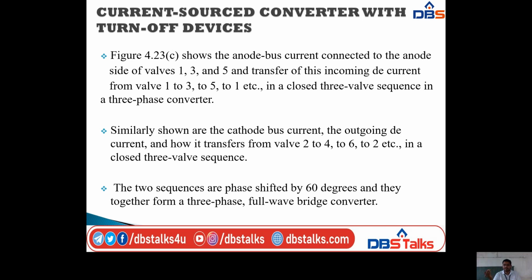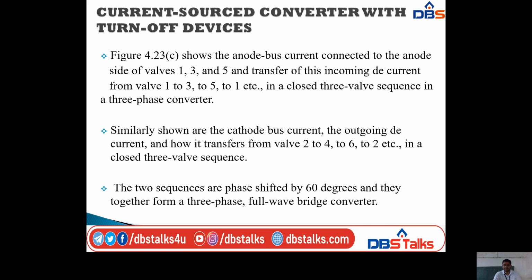So the odd numbers are 1, 3, 5. And next we are using the cathode bus current, that is the outgoing DC current, and how it transfers from valve 2 to 4 and 6 and to 2, etc., in a closed 3 valve sequence. So the two sequences are phase shifted by 60 degrees and they together form a 3-phase full-wave bridge converter.